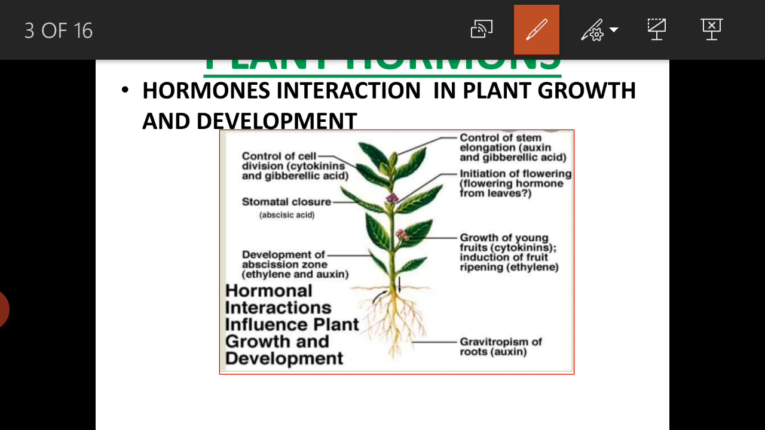Now let's see how these hormones interact with the plant and help in growth and development. Auxin and gibberellin are very important hormones for growth and development. They help in shoot development, shoot elongation, and inducing the production of flowers in a plant. Both also help in root elongation.